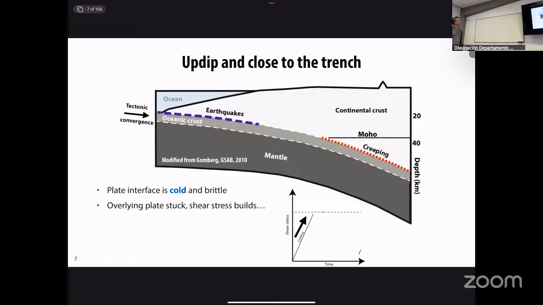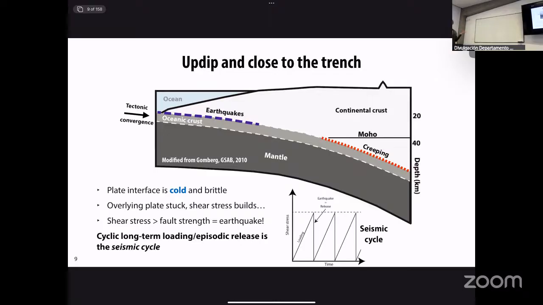If you get closer to the trench, so now you're at lower temperatures and pressures, here you're in a frictional regime, and we expect locking between the two plates, where the downgoing oceanic slab wants to go down but is frictionally stuck to the overlying plate, and so it drags it along and builds up elastic strain energy until it breaks. If we were to look at shear stress through time on this interface, it would be building, and once it reaches some failure threshold, shown by the dotted line, we would have an earthquake. Then we repeat the cycle over and over again.